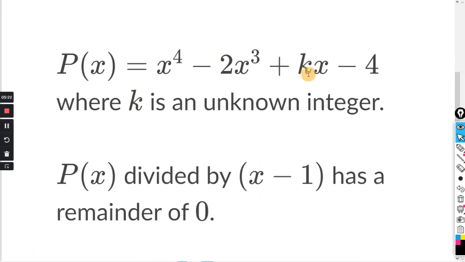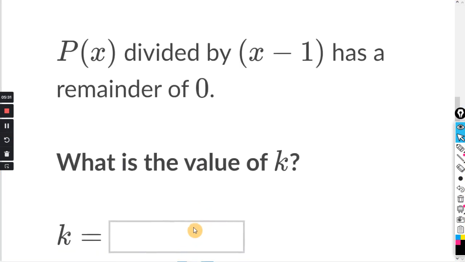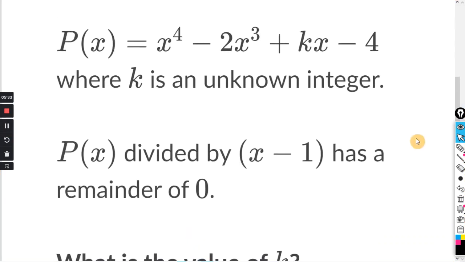All right, P of x is this function here where k is an unknown integer. P of x divided by x minus 1 has a remainder of 0. What is the value of k? Based on this second sentence, P of x divided by x minus 1 has a remainder of 0. That means since we're dividing by x minus 1, we're going to plug in x equals positive 1. And it has a remainder of 0.